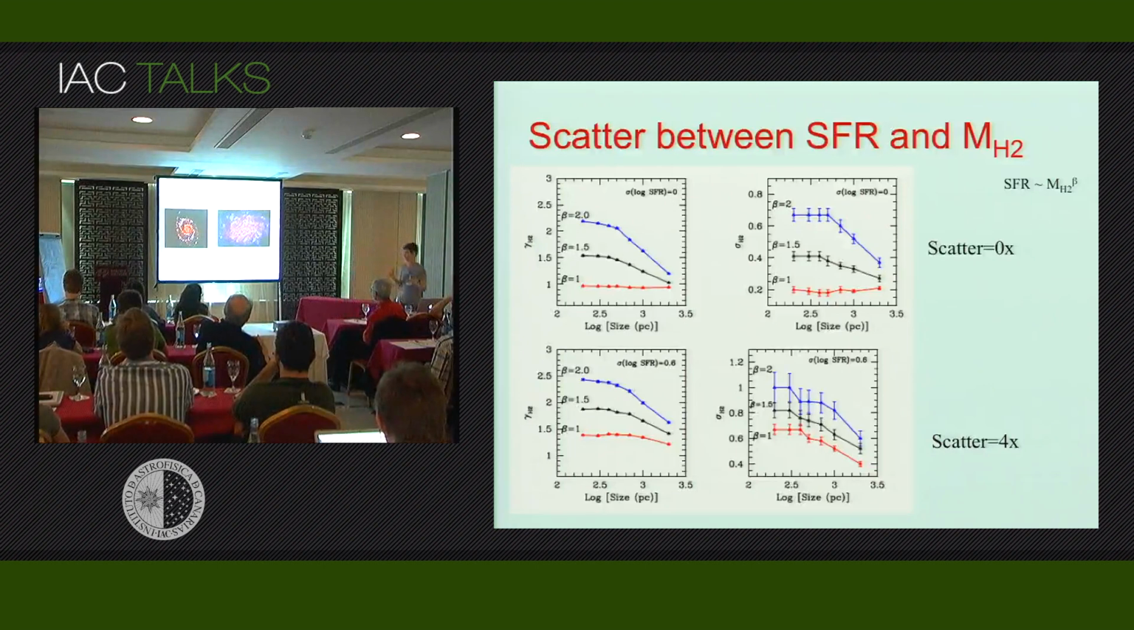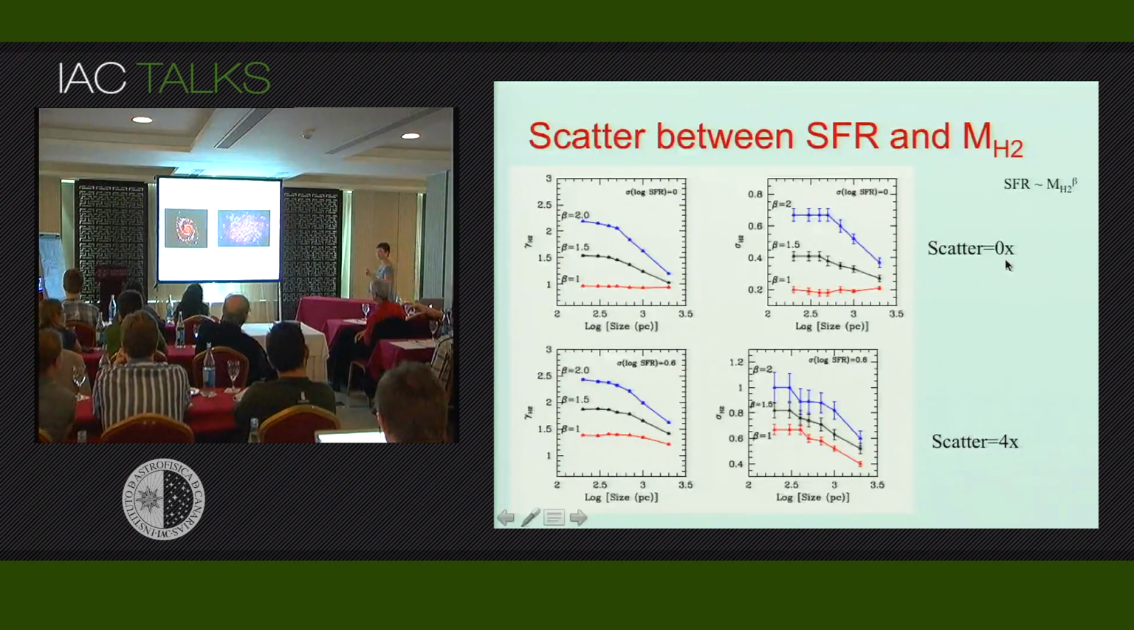I'm simply saying that if a certain cloud is giving me a certain star formation rate, I add a scatter in logarithmic space that in the previous case was a factor 2. I can produce twice as much star formation rate and half as much. Now I'm also making the experiment that there is a direct one-to-one correlation between the two, which I call the scatter equals 0, and a 4 times scatter. Okay, for each gas cloud, I can produce 4 times more star formation rate and 4 times less.